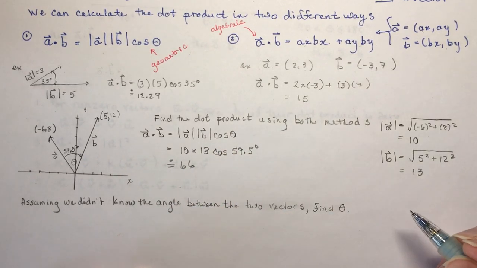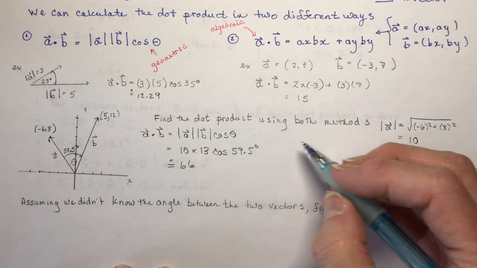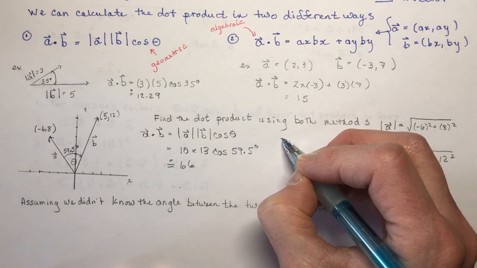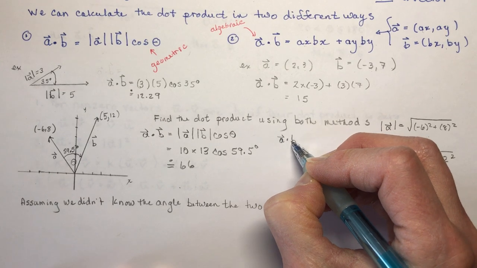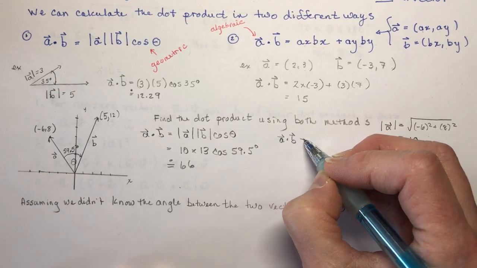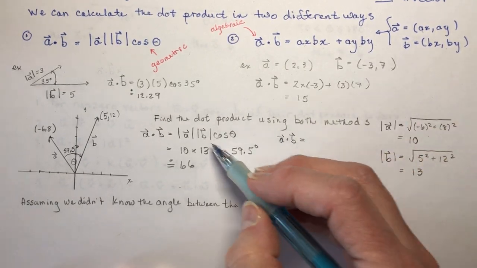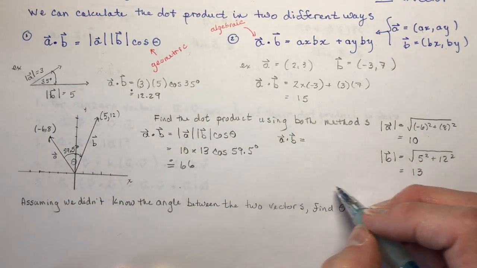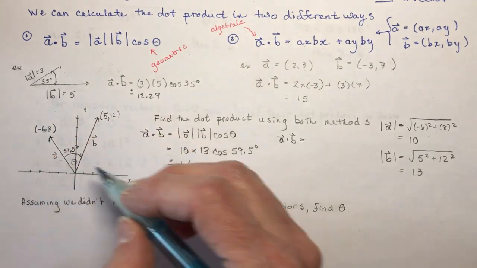It's about 66. So showing that the same thing works for the other formula. If I do A dot B using the algebraic method, here's my A, my B. I should write them out over here. Well, you can find them, they're over here on this side of the page.